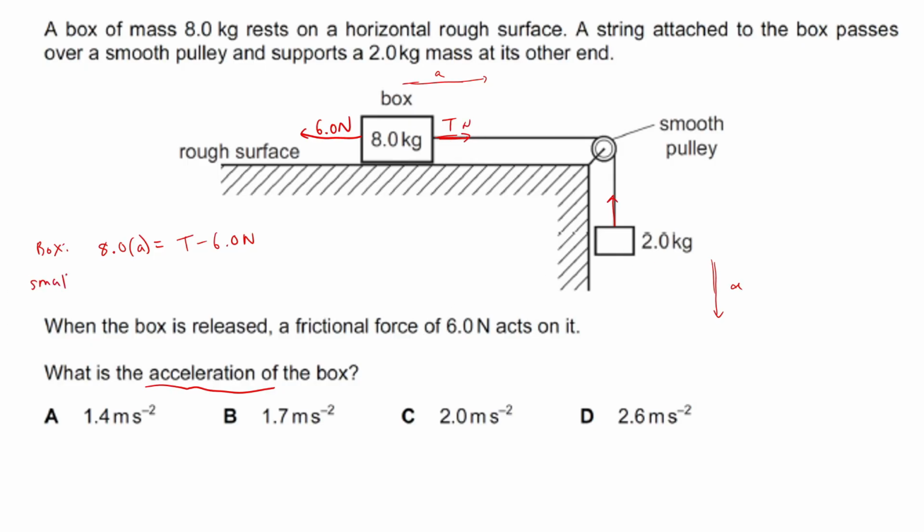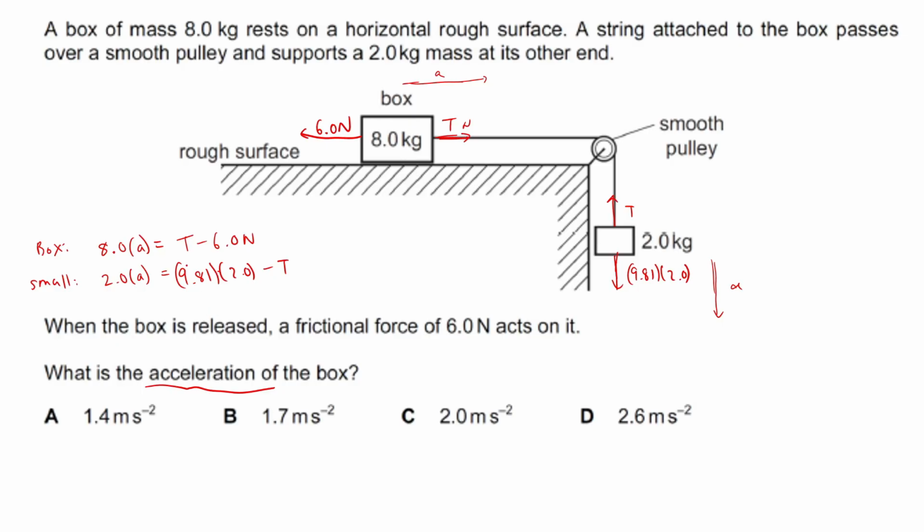For the small box, it's going to be 2.0 A is equal to the gravity force going down, 9.81 times 2.0, minus T, because T is going in the opposite direction.